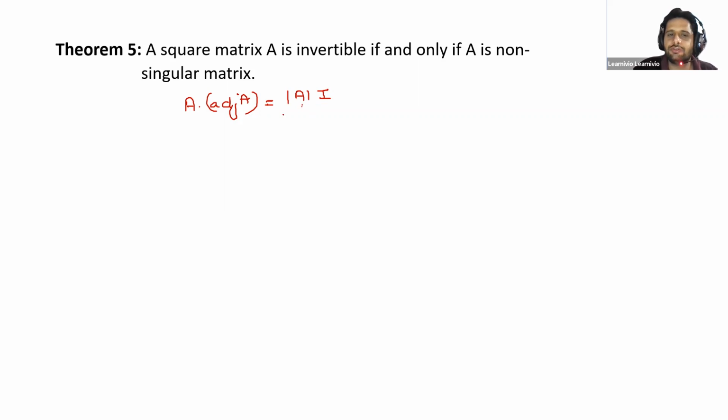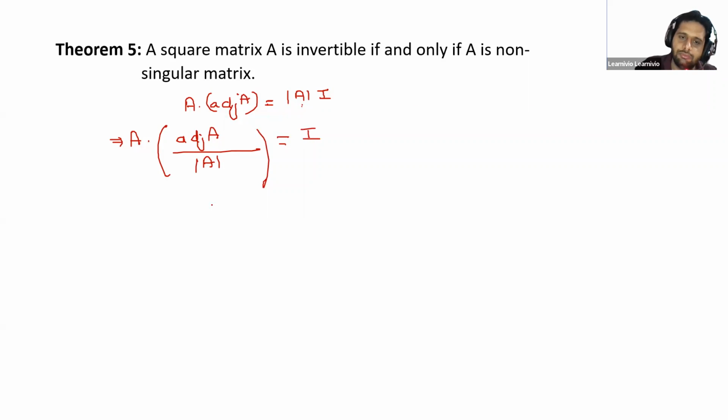Now, if we shift this determinant to the left side, we get A into adjoint of A, and in its denominator we can shift this determinant, so this will be equal to the identity matrix. So A into 1 by determinant of A, adjoint of A is equal to I, the identity matrix. I hope this is clear to everyone.